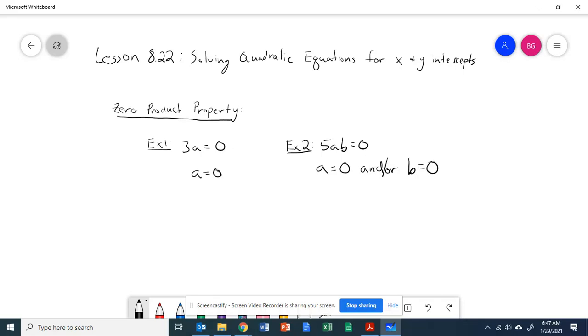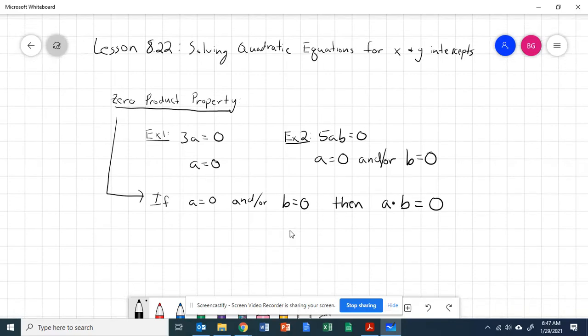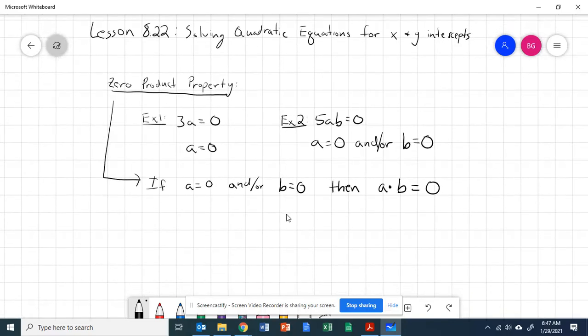It doesn't matter if a or b are 0. As long as one of them is equal to 0, then the whole thing is going to be equal to 0. So this is the idea of the zero product property. The zero product property says the following: if a equals 0 and/or b equals 0, then it doesn't matter if there's a number out in front, a times b is going to equal 0. So as long as one of those two things, a or b, is 0, it's going to equal 0 if you multiply them together. That's what we're going to need to know for today. We're going to use that idea. That's called the zero product property.